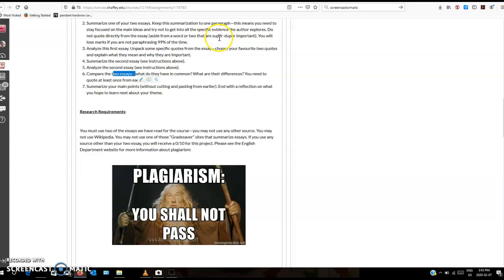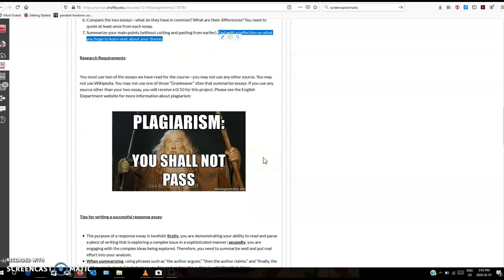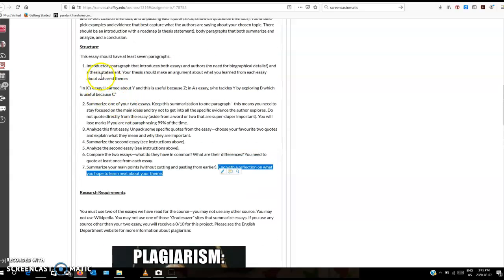You should be quoting directly from your sources. You shouldn't really be quoting in paragraphs 2 and 5, or 2 and 4 as I have listed here, because you're summarizing and you don't need to quote directly when you're summarizing in such a short essay. And then, of course, paragraph 7 summarizes your conclusion, so you summarize your main points, and end with a reflection about the future, what you hope to learn about this theme in the future, perhaps, right? How things could get better in the world, something like that, some kind of future-oriented thought about your topic or theme, okay?